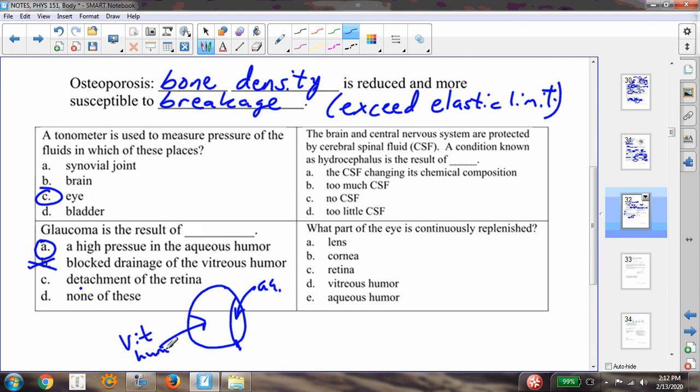That's why if you get those floaters in your eye, they just sort of float around inside that vitreous humor fluid. The brain and central nervous system are protected by cerebral spinal fluid. A condition known as hydrocephalus is too much CSF. And then the part of the eye that is continuously replenished is the aqueous humor.